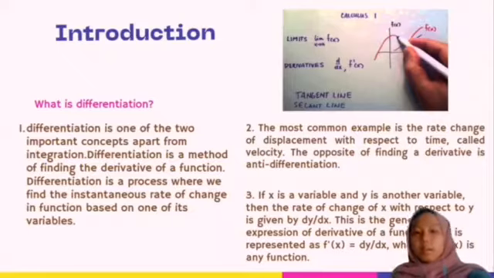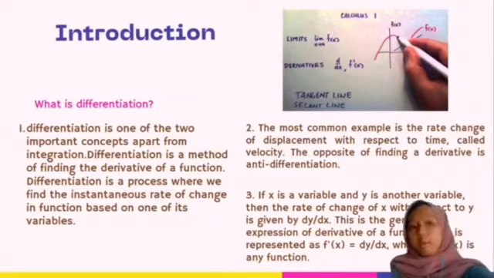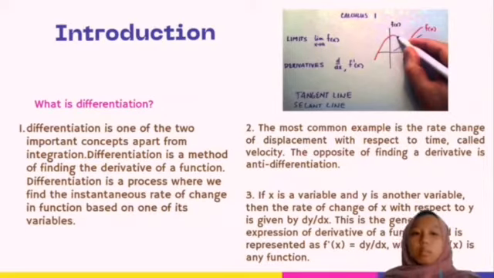Next, if x is a variable and y is another variable, then the rate of change of y with respect to x is given by dy/dx. This is the general form of derivatives, and it is represented as f prime equal to dy/dx, where f of x is equal to any function.